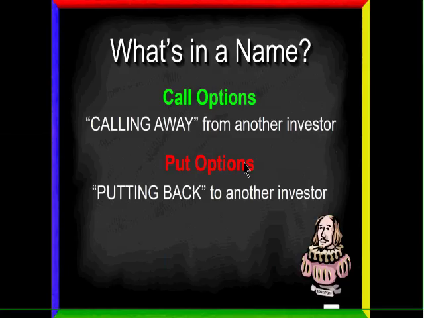Okay, so that's really where they get their names. A call option gives you the right to buy because you're calling shares away. With put options, you're saying, I don't want them anymore. I am the seller.